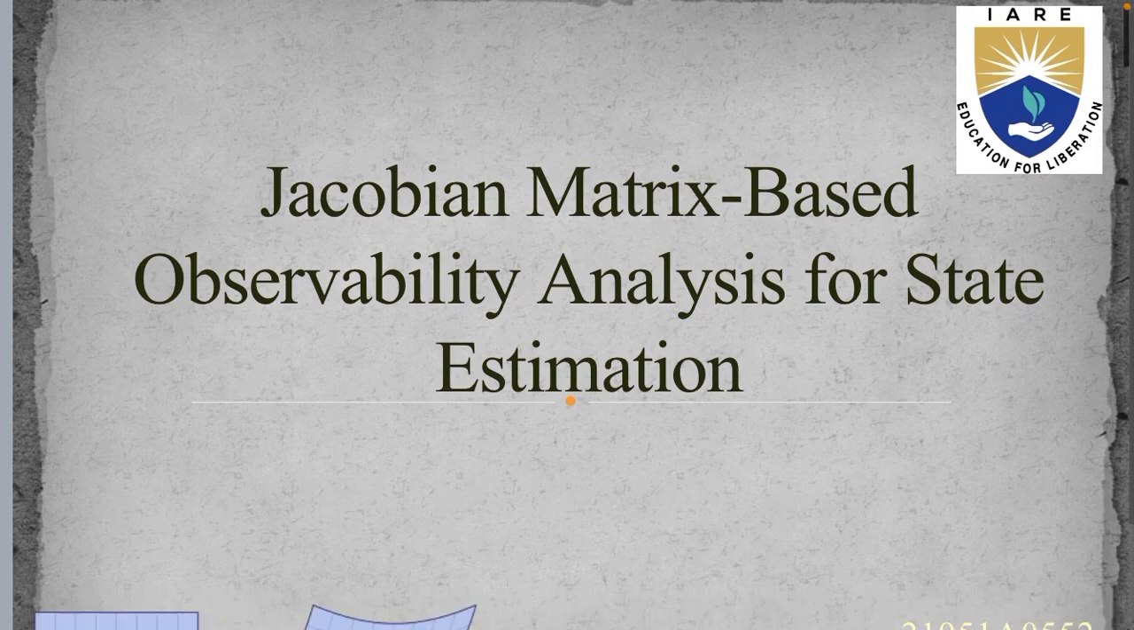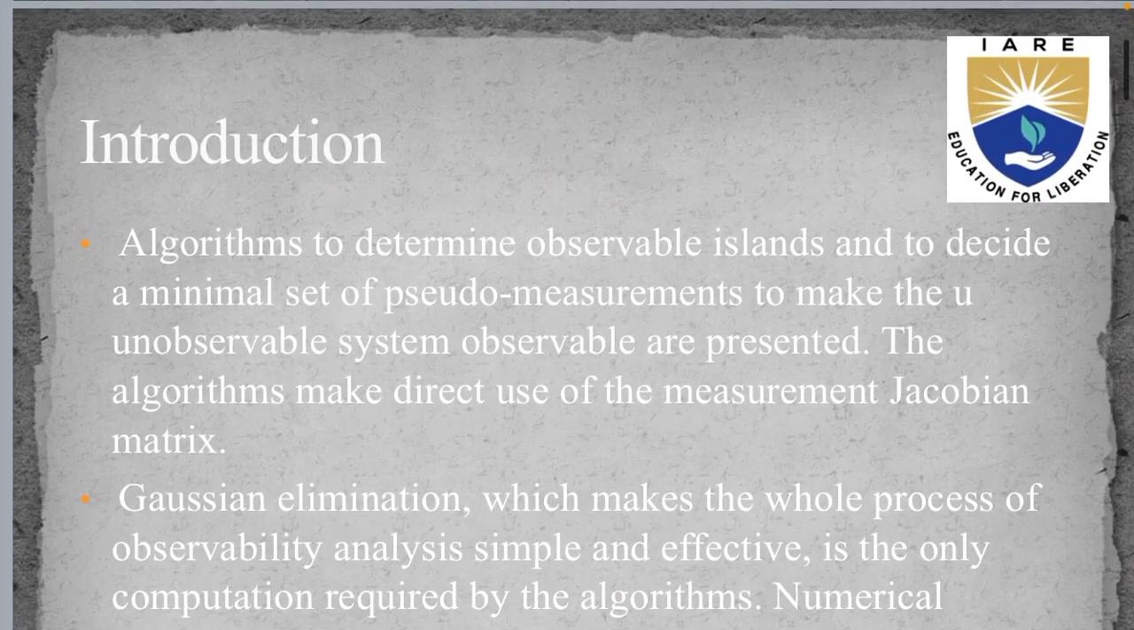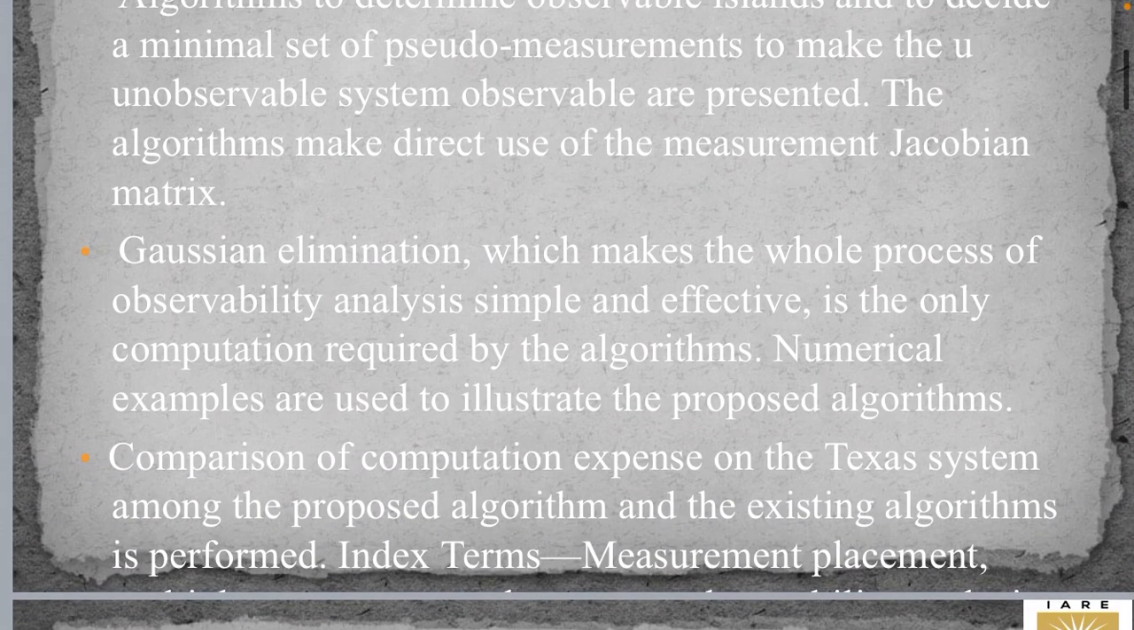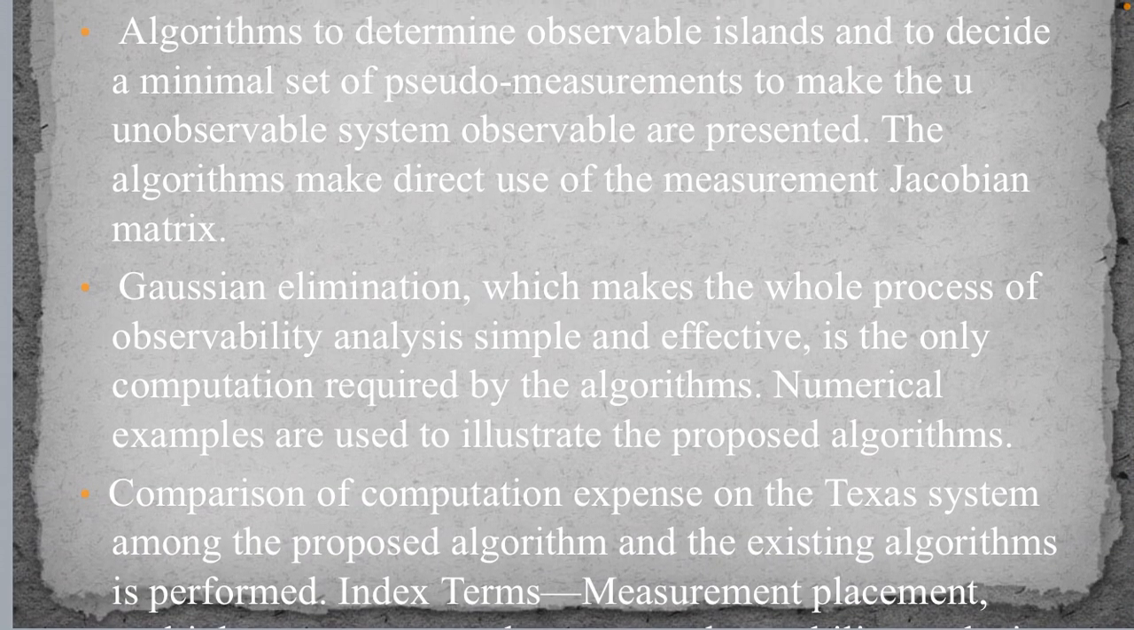Let's start. Introduction. Algorithms to determine observable islands and to design a minimal set of pseudo measurements to make the unobservable systems observable are presented. The algorithms make direct use of the measurement Jacobian matrix. Gaussian elimination, which makes the whole process of observability analysis simple and effective, is the only computation required by the algorithms. Numerical examples are used to illustrate the proposed algorithms.